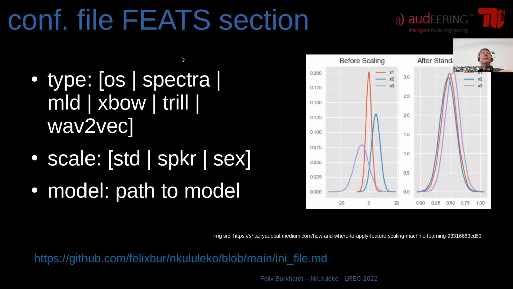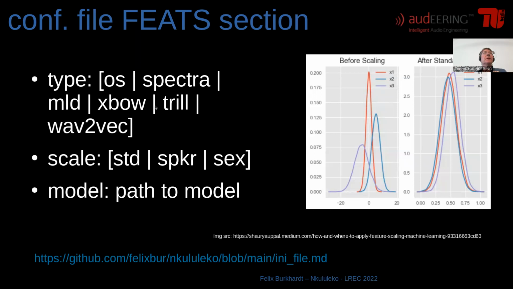Then there's a feature section. So you describe the type of feature: openSMILE, spectra, multi mid-level descriptor, open crossbow, TRILL, or wav2vec. I think that's kind of the latest. There's not more yet. Of course, spectra is there. Then you can scale the features. Feature scaling is pretty important. So scale for sex groups, for speakers, speaker scaling, if you know all the speakers. And standard scaling is simply Z transformation. So normalize the data. Makes sense and is very important for neural networks, actually, because they operate on small numbers.